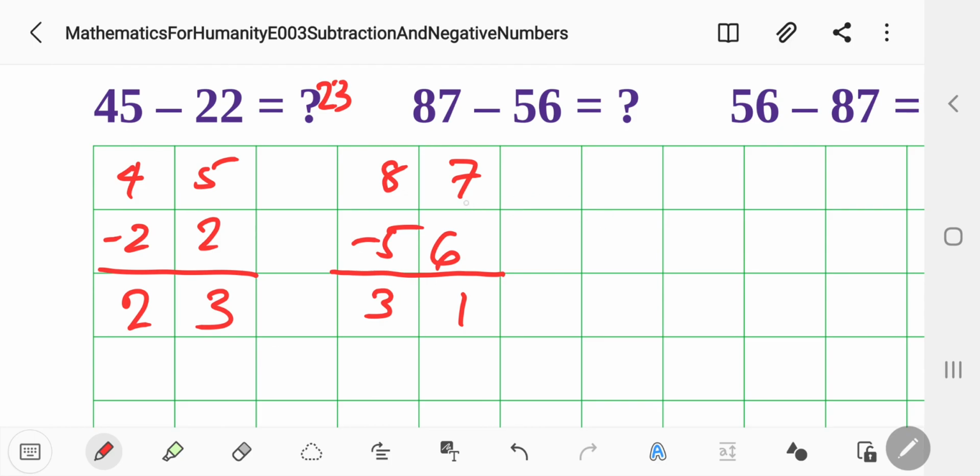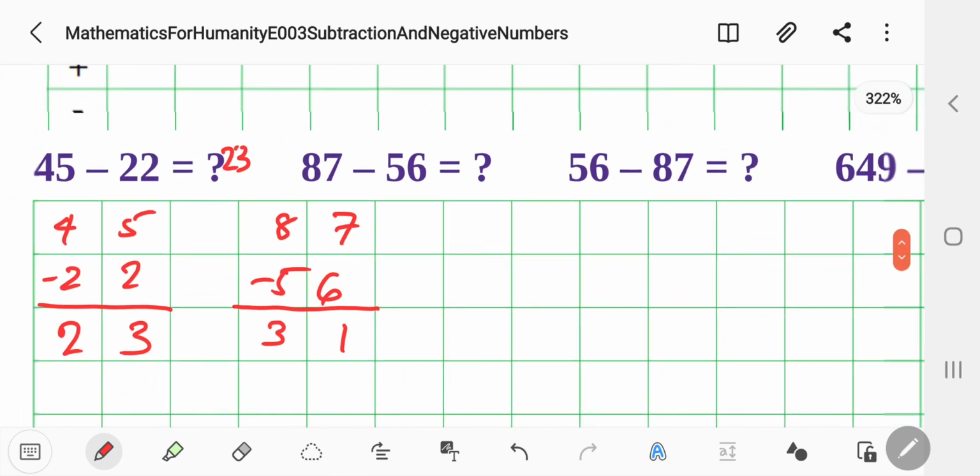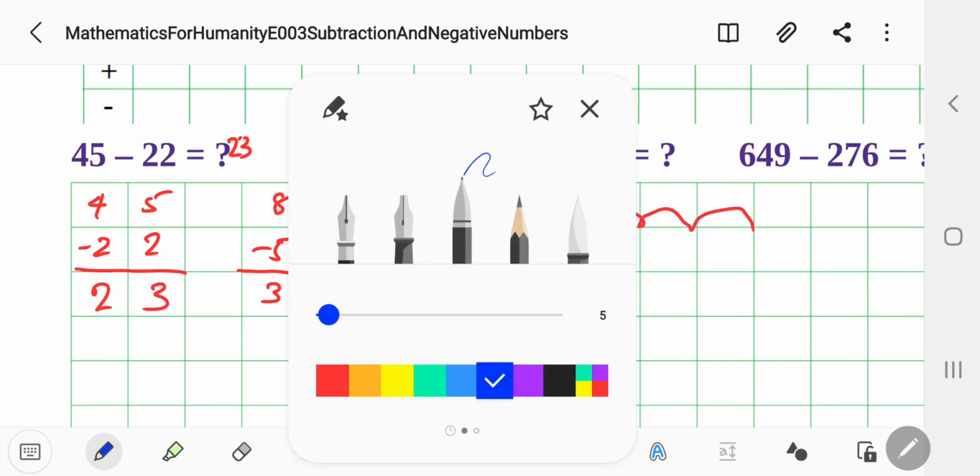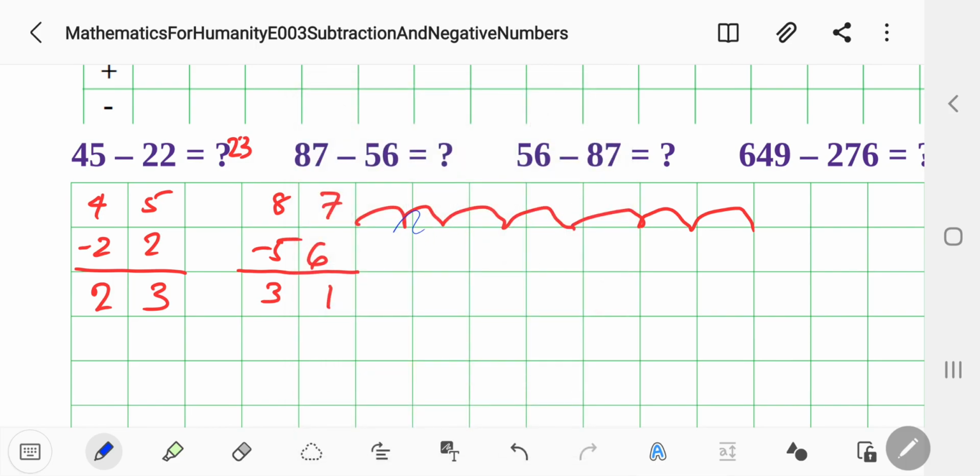If you don't know how to subtract 6 from 7, you just create the wave. 1 2 3 4 5 6 7, and then below you have 6: 1 2 3 4 5 6. So you're left with 1 above. That's 1 here. That's 1 there. So you can do that.